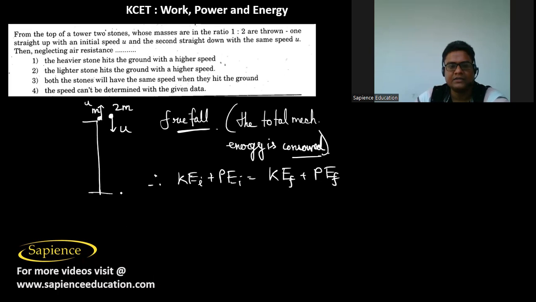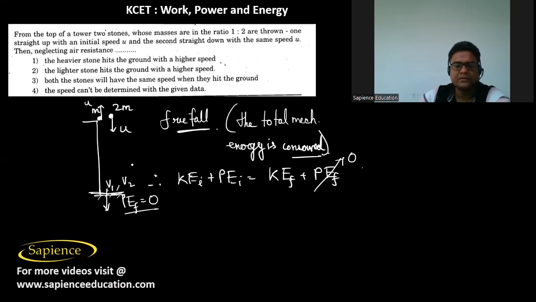Now the final gravitational potential energy will be 0, since it will reach the ground. So this will be 0 for both cases, and when it hits the ground, it will have only kinetic energy, and it will hit the ground with some velocity v1 and v2, let's say. So let's say the first stone will hit the ground with speed v1 and the second one will hit the ground with speed v2.